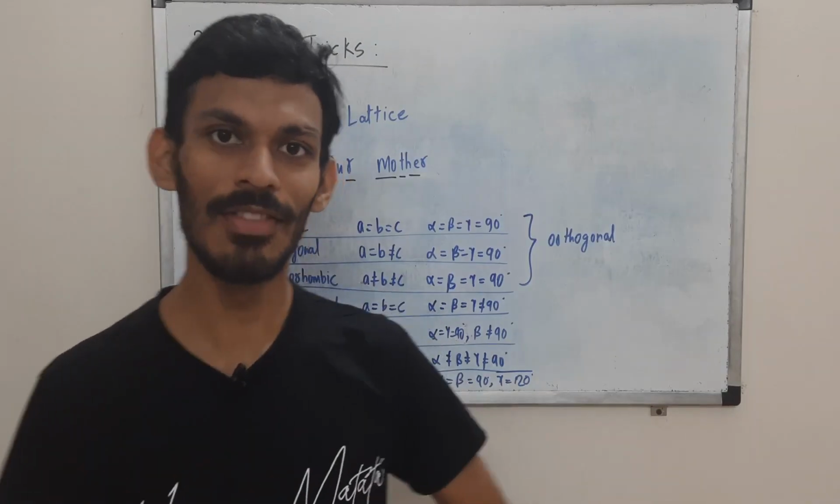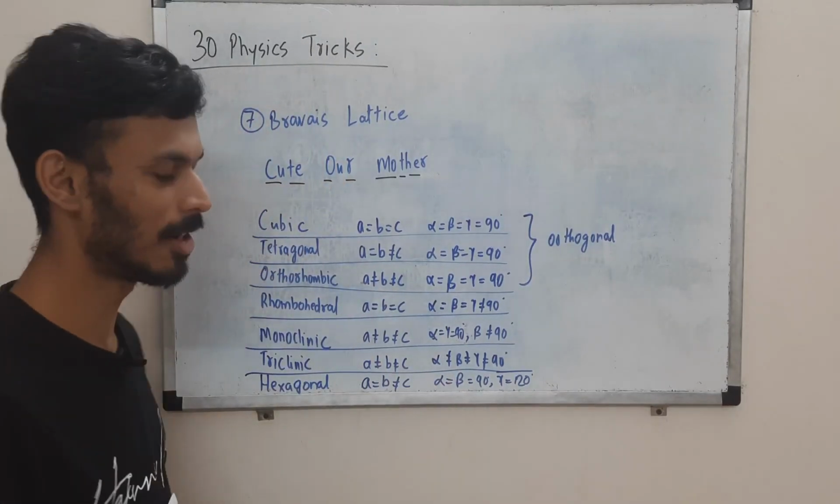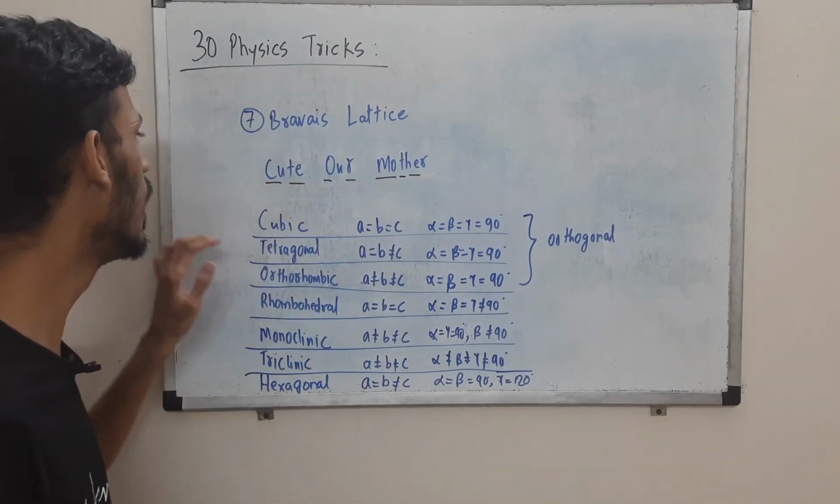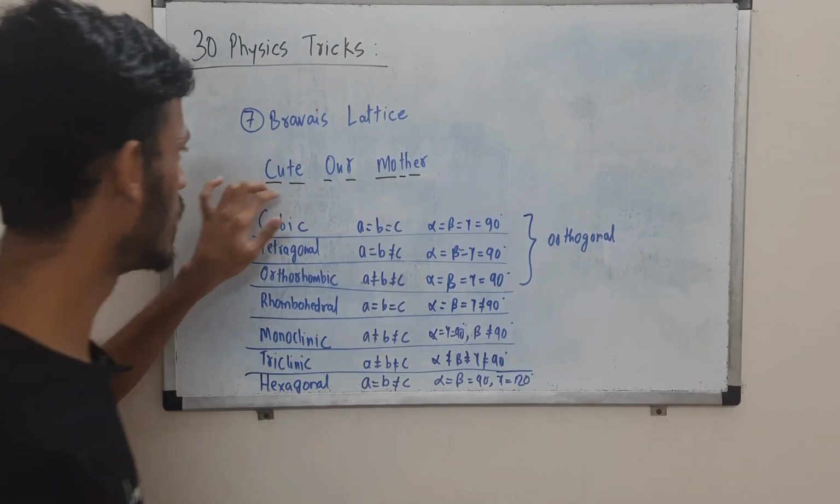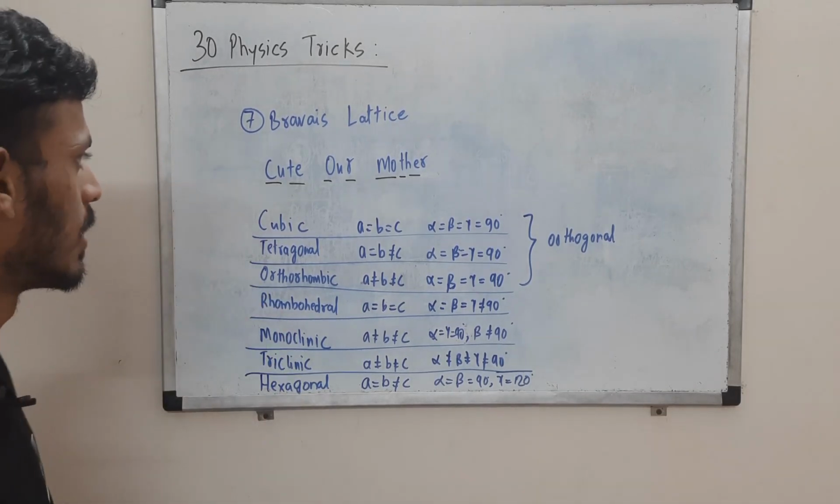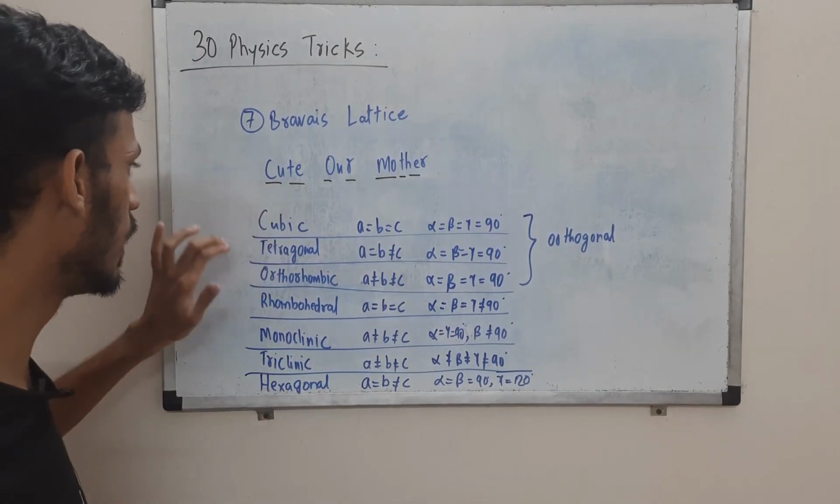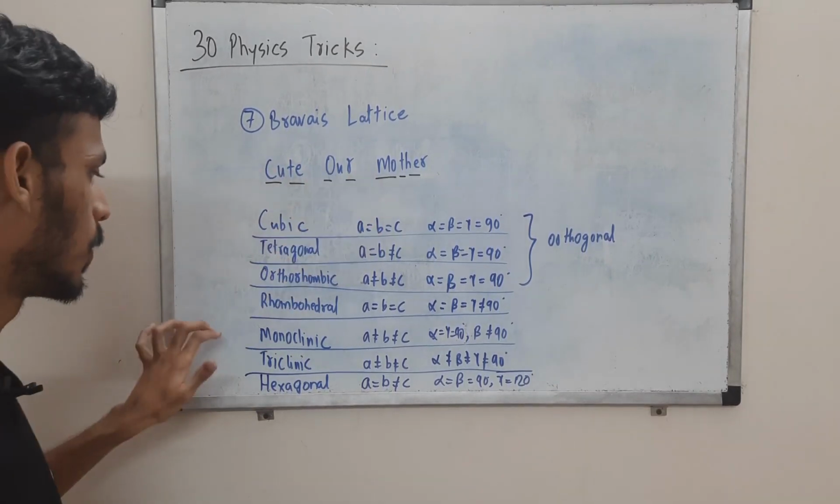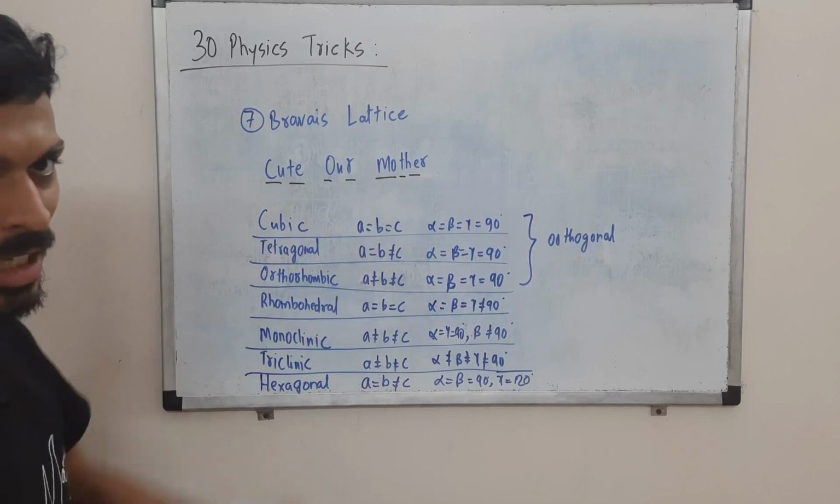For 7, we have Bravais lattices, although there are 14, but 7 crystal systems, so that works out coincidentally. The phrase to remember over here is cute R mother. From this phrase you can create all the crystal systems: Cu cubic, Te tetragonal, O orthorhombic, R rhombohedral, Mo monoclinic, T triclinic, He hexagonal.